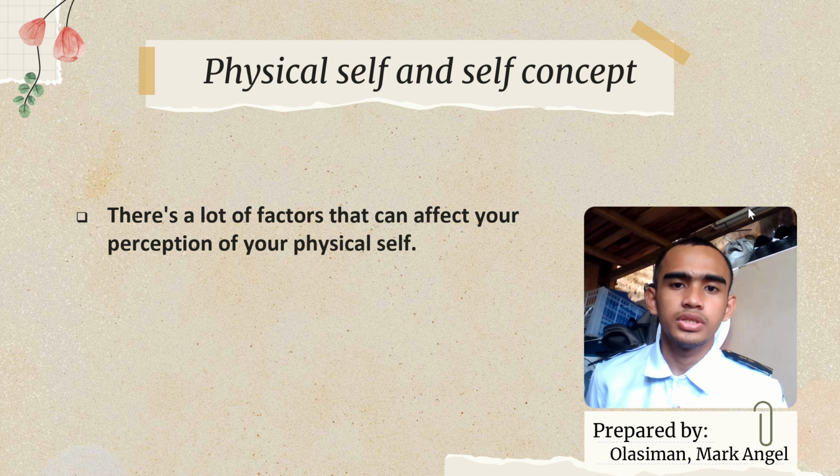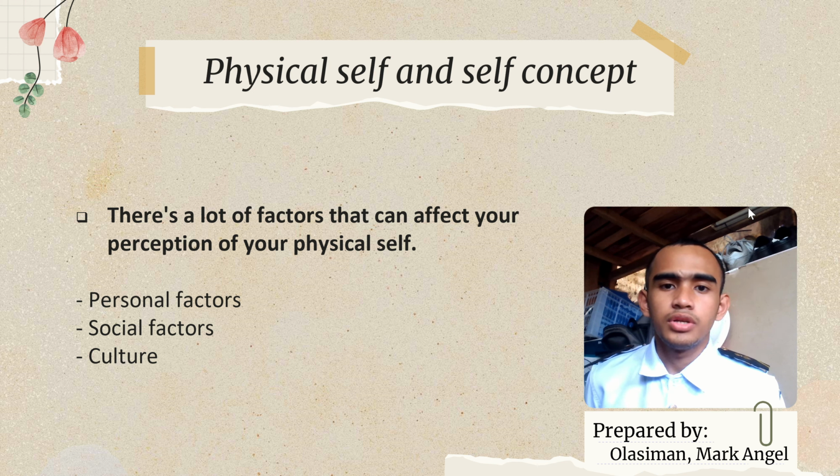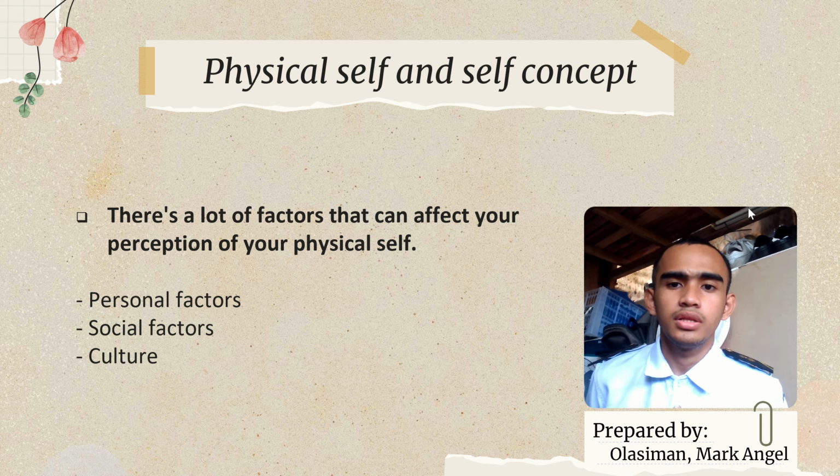There are a lot of factors that can affect your perception of your physical self. First is personal factors. Second is the social factors. The third is cultural factors. So what are personal factors? Personal factors refer to the personal characteristics that influence a buyer's decision and include age and stage in their life cycle, occupation and economic circumstances, personality and self-concept, and lifestyle and values.